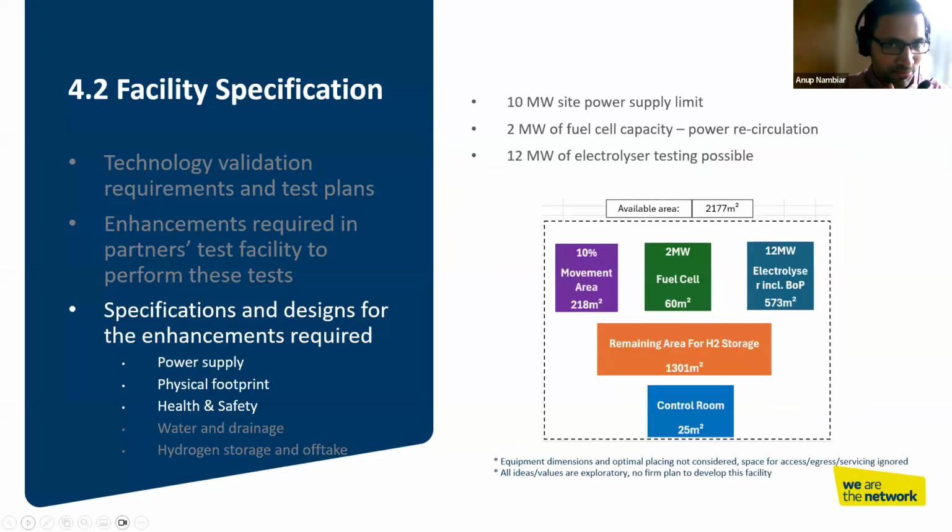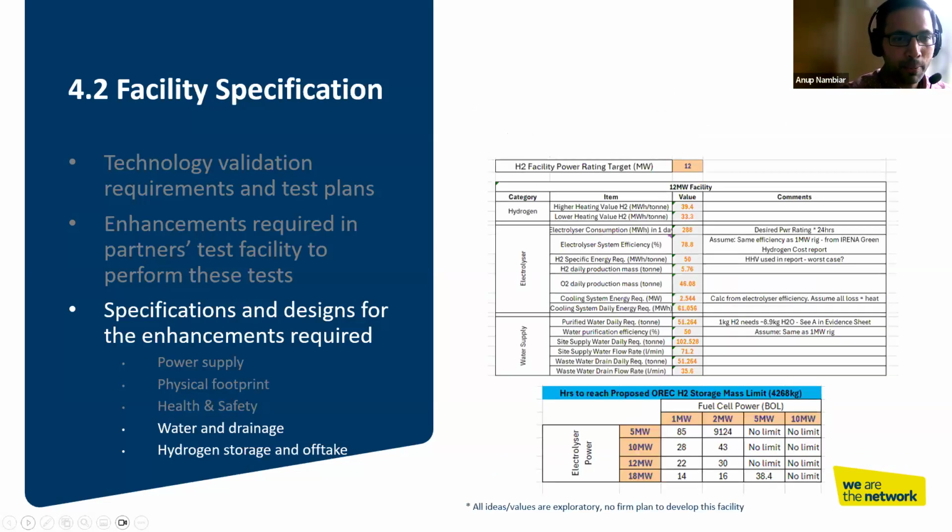Again, power supply requirements. We've identified that the biggest electrolyzer that we potentially could test on site would be a 12 megawatt electrolyzer with a 2 megawatt fuel cell, doing some power recirculation. There are footprint constraints on site, at a Blyth site that we work at. This image gives you an indication of how much area or footprint would be required for each of the different components and how much is left for storage. That is useful as well. Can you give me a click, please, Michelle?